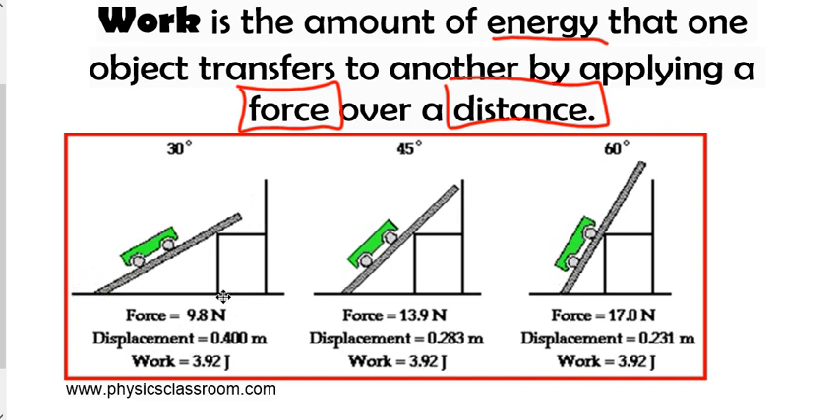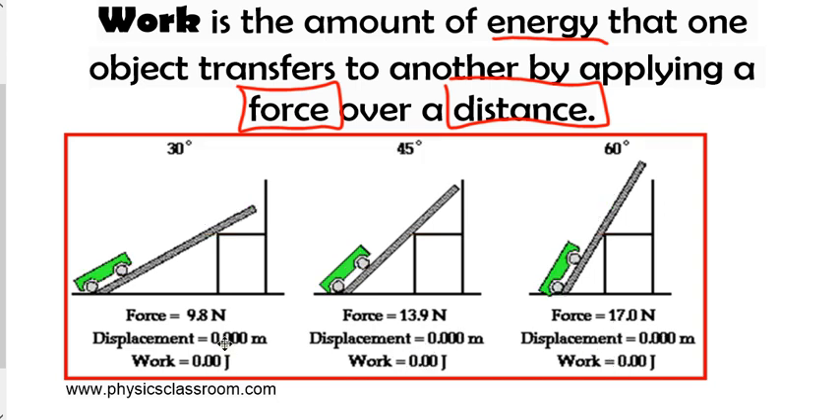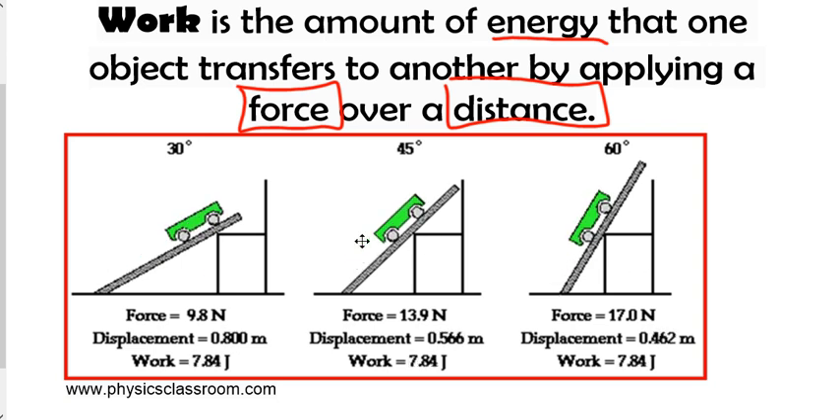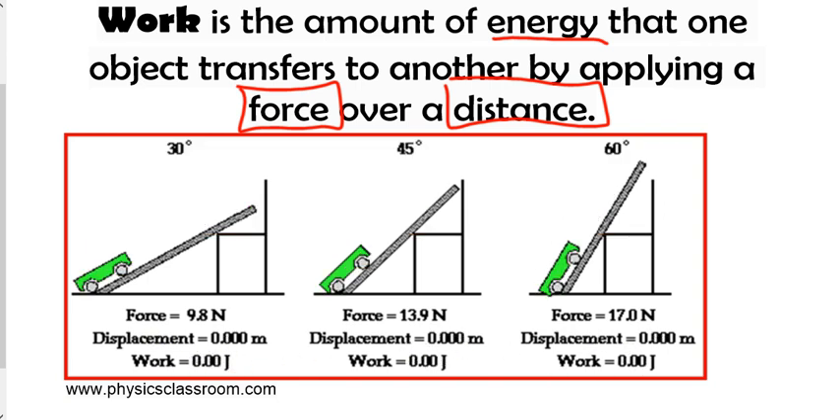And what you'll notice here is that the force requirements are different depending on the angle. The displacements also change, but the work done is the same. So the total work done in each of these examples is the same. Even though the force is different, the displacement has also changed, and it has made the work done in joules equivalent. We're going to talk a little bit more about that.